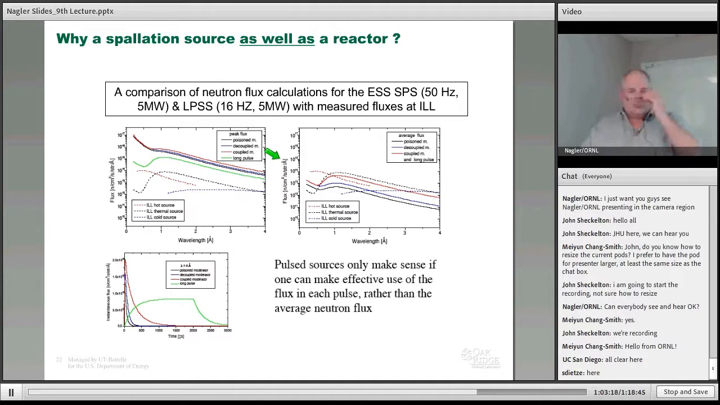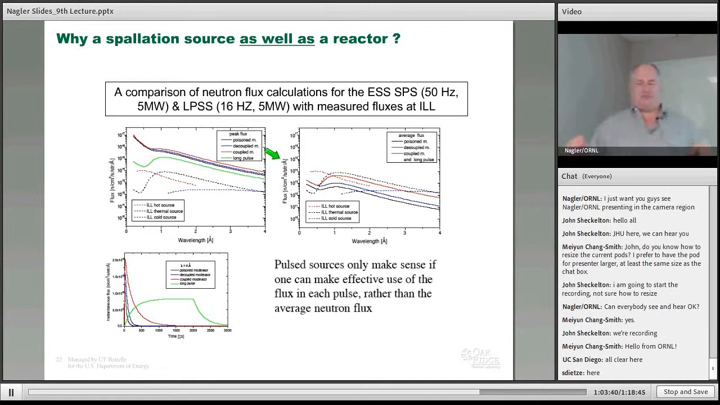So, the bottom line message is pulse sources in general have a big advantage if you can make effective use of the peak flux. And when you can't make more effective use of this peak flux, continuous sources win. However, that is a great oversimplification.